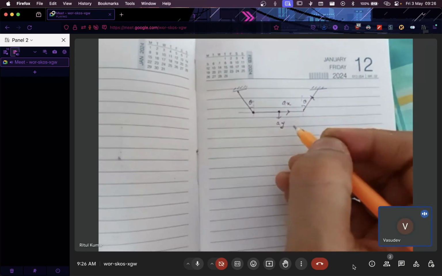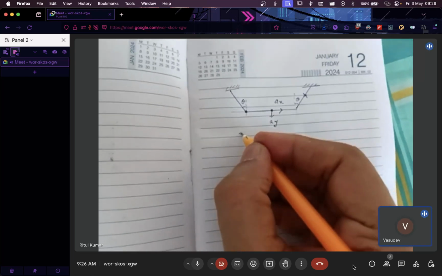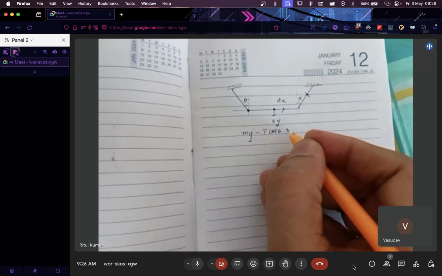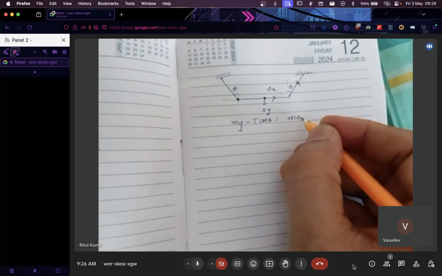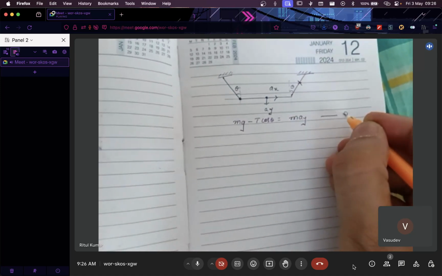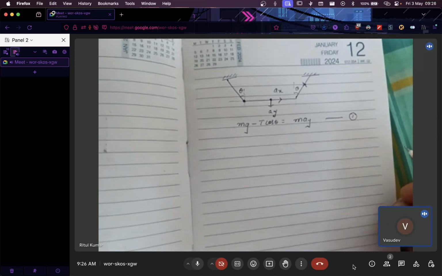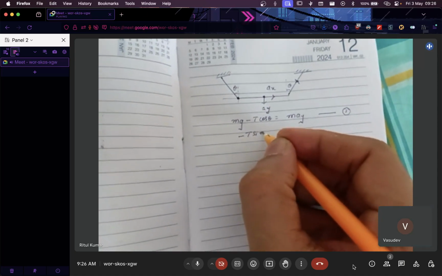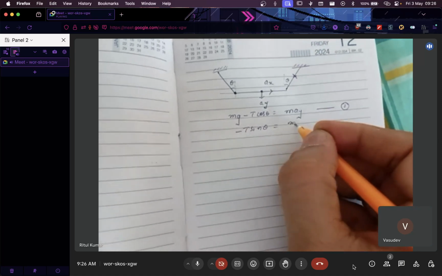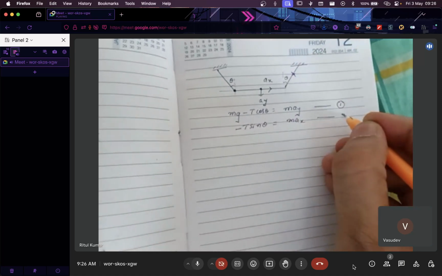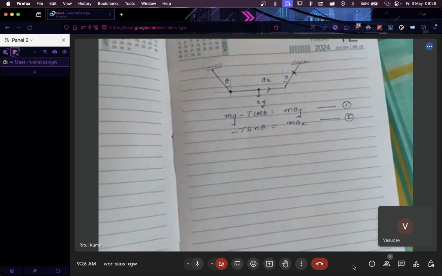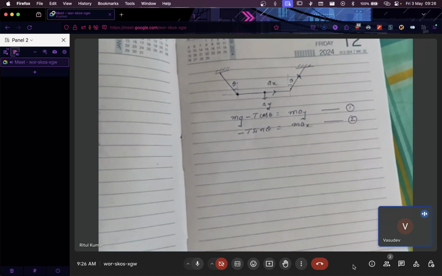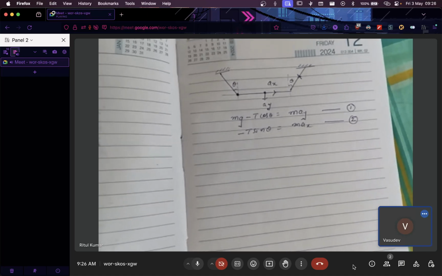So mg minus T cos theta would be may. Let me write that down. Mg minus T cos theta will be may, right? First equation gotten. Minus T sine theta would be max. Okay, minus of T sine theta will get us max. Fine, so far so good. So where exactly do we go from here?